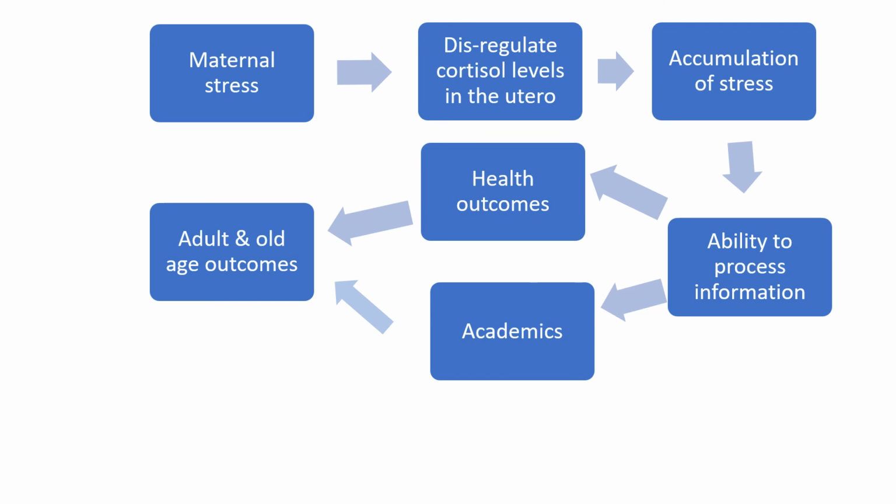The stress while we were in our mother's womb can in fact accumulate, and researchers have confirmed that. And this accumulation of stress often progresses from our infanthood to childhood, to teenage years, to adulthood, to old age. And this in turn is going to affect our ability to process information, which in turn affects our academic performance and health outcomes. And this in turn affects all kinds of outcomes during our adult years and old age.